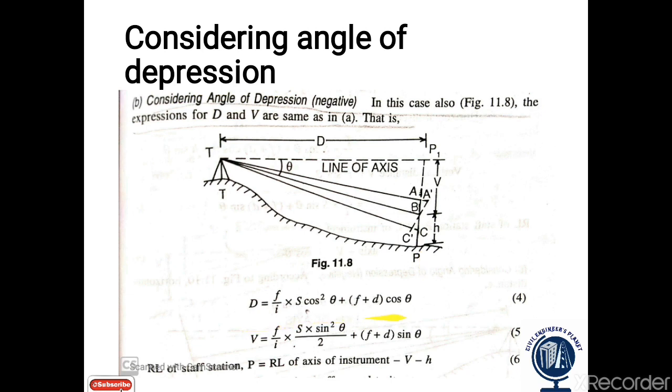Here distance equals f by i into s cos square theta plus f plus d cos of theta, and vertical distance equals f by i into s into sine square theta divided by 2 plus f plus d sine of theta. So these were the two formulas. Now we will see how to calculate the RL of staff station. Here to calculate the RL of staff station, the formula is RL of instrument axis minus V minus H, so you will get the RL of staff station.